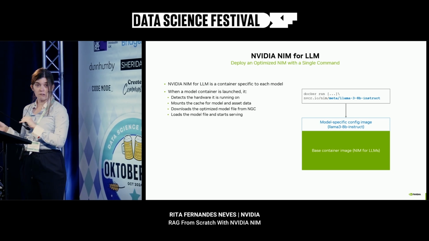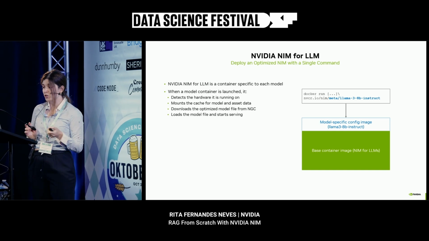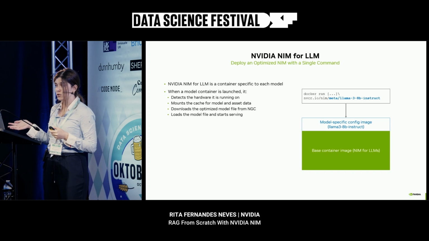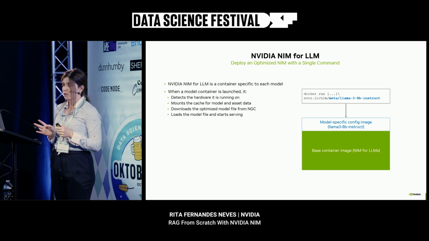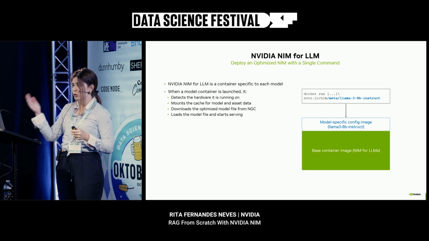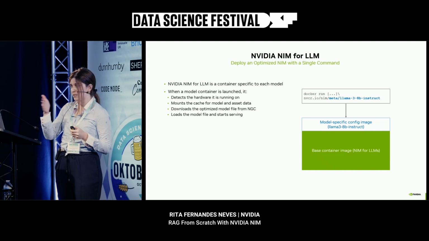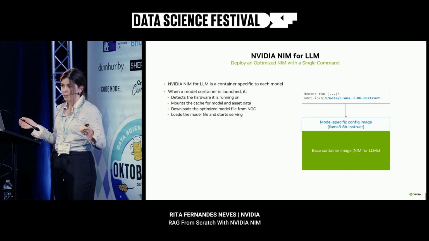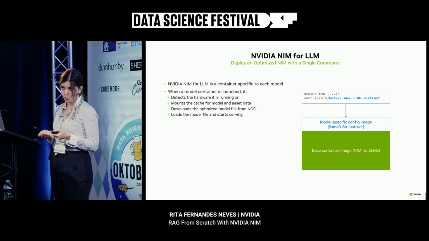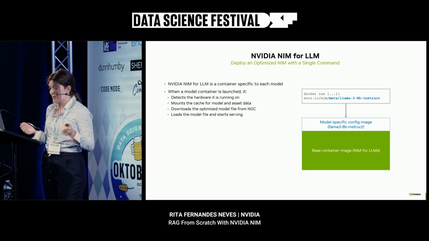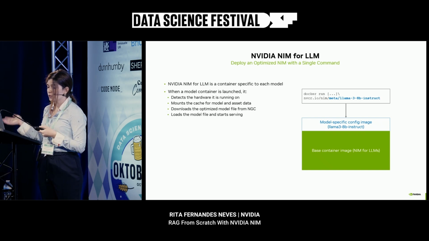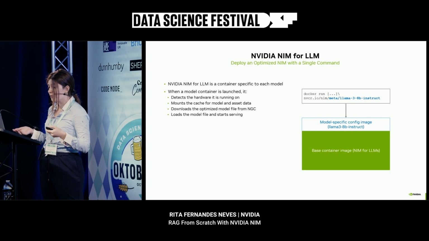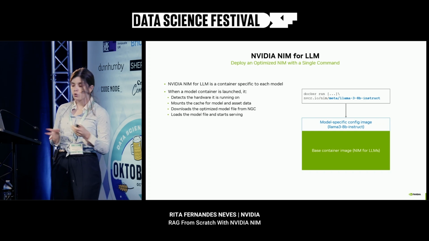The model container is launched with this kind of instruction, and what happens is that the NIM detects the hardware it's running on. Of course, it's not adapted to all kinds of hardware. You need to go to the model specifically and see what's the compatible hardware for it. If you're trying to deploy Llama on your computer without a GPU, good luck, for instance. It will mount the cache for the model, it will download the optimized model file, and it will load the model file and start serving the model straight away.